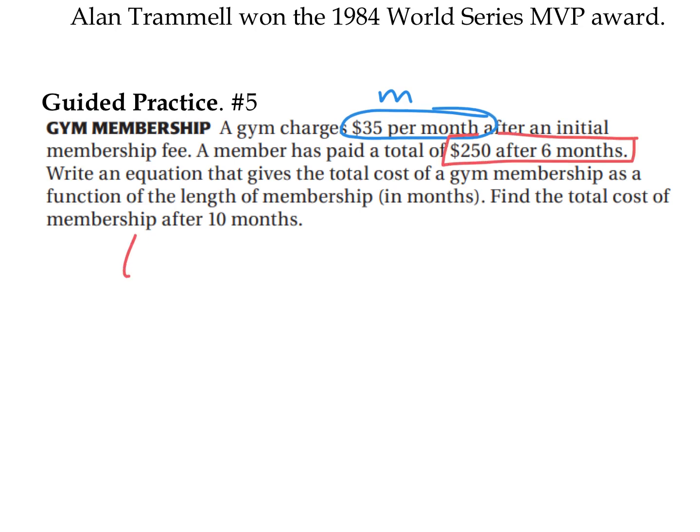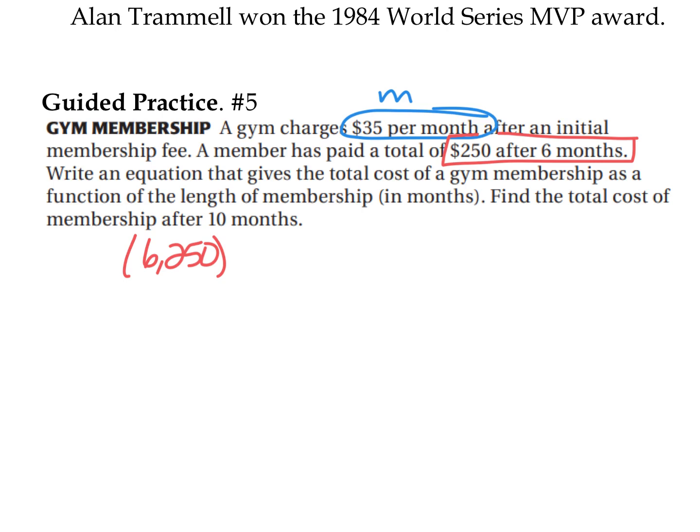So this is like having the point 6, comma 250. We put in 6 months. We know we're going to have a total cost output of $250. So we can use this to find the b value, right? The membership fee, the starting amount, that's what a y-intercept is. It's the starting amount. It's the value when the input is 0. So at 0 months, when you haven't paid any monthly fees, you have that initial membership fee.